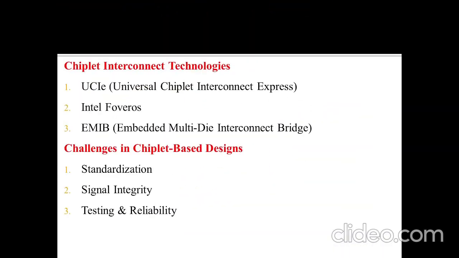Coming to chiplet interconnect technologies, UCIe is Universal Chiplet Interconnect Express, an open standard for die-to-die communication. Next, Intel Foveros is a 3D stacking with face-to-face bonding. EMIB, embedded multi-die interconnect bridge, gives high-density interconnects without full interposers.